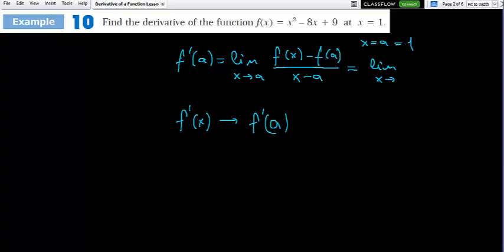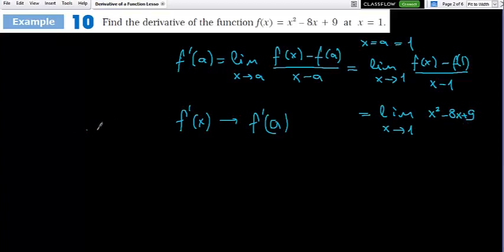Instead of a, I am going to write 1. The limit of f(x) minus f(1) over x minus 1 is going to be equal to the limit as x tends to 1 of x squared minus 8x plus 9, and f(x) is equal to x squared minus 8x plus 9, but f(1) is equal to 1 squared minus 8 times 1 plus 9.